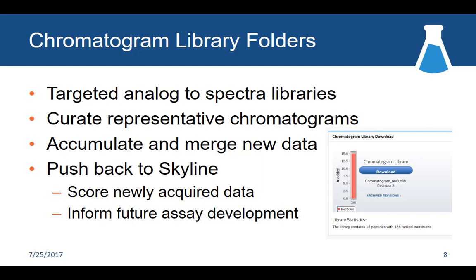Or if you upload another Skyline document that has overlap, we let you curate and merge those together and say, okay, I want this one from there, that one from there, and really build up the best and most representative data that you have. And then, like I said, you can push that back into Skyline, completing that loop on the right-hand side of that data flow diagram, and use that to score and build out future methods.